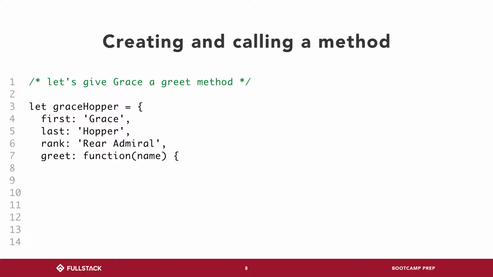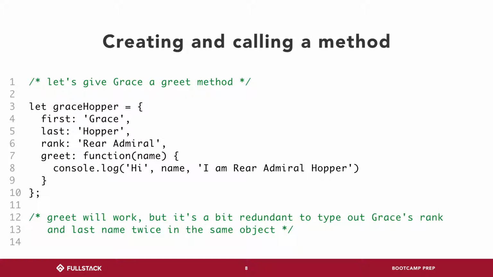So let's give Grace a greet method. Again, this is another function that just takes in a property and it logs out a string with the value that you sent. So when we say greet Karen, it's going to log out, hi Karen, I'm Rear Admiral Hopper. Now, in this case, we are basically typing out a bunch of stuff that already exists on this object, which is why I think that this function is pretty useless.